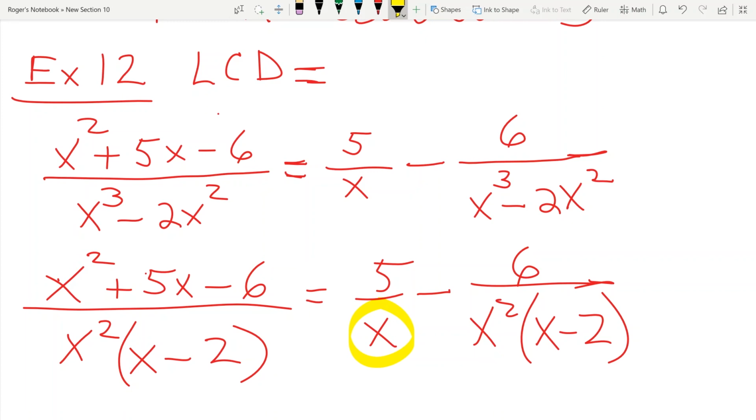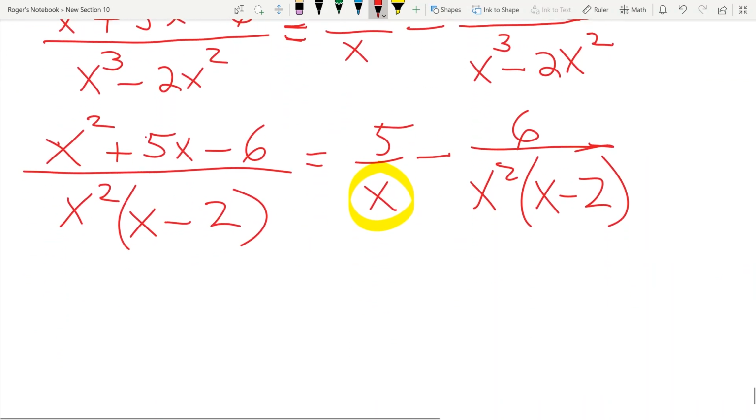So our least common denominator is in fact equal to x squared times x minus 2. This is our least common denominator. We can multiply everything by this and we will eliminate our fractions. Just as simple as that. In other words, if we wanted the x squared times x minus 2 to be the denominator here that I have circled in yellow, we would just multiply top and bottom by x times x minus 2 and we would have it. So anyway, let's multiply through by the LCD.